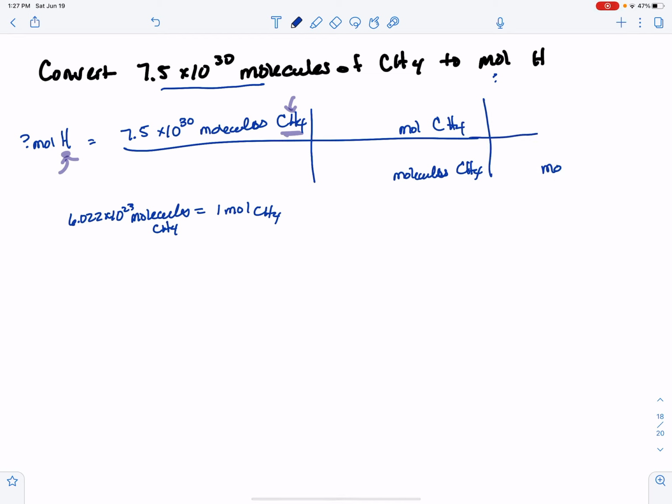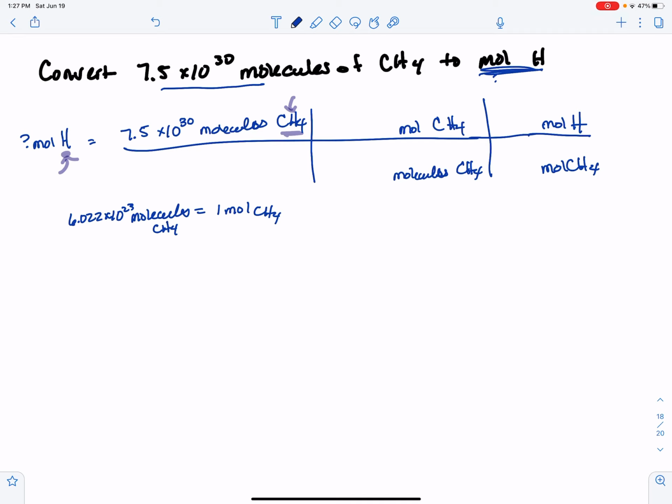Then drop this unit down again. Moles of CH4. Now this is the place where I could go to grams, but it's not asking for grams. I could also go to, again, if I had density information, I could maybe go to liters. It's not asking me to go there either. It wants me to go to moles of H. So you can also go from moles of something to moles of something else. That's what we want to do, moles of H.